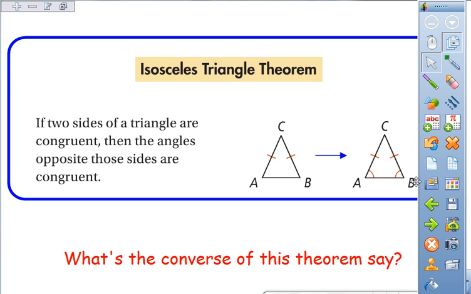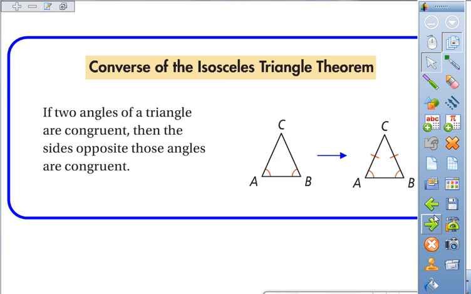Here's our first theorem, the isosceles triangle theorem. If two sides of a triangle are congruent, then the angles opposite those sides are also congruent. The converse of that: if two angles of a triangle are congruent, then the sides opposite those angles are congruent. So both of these will be helpful in proving triangle congruence because we get more corresponding parts congruent.